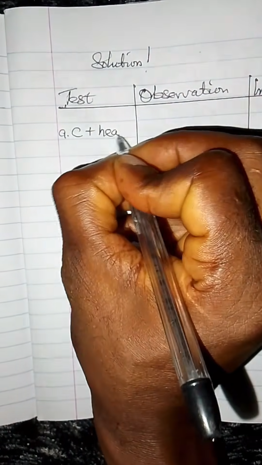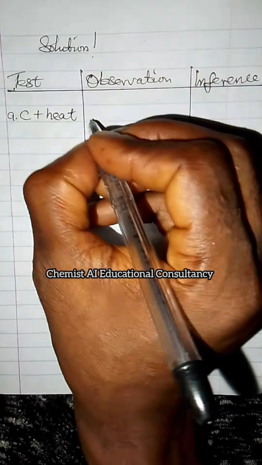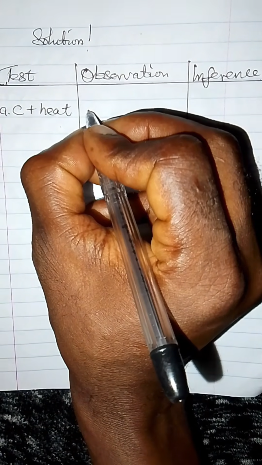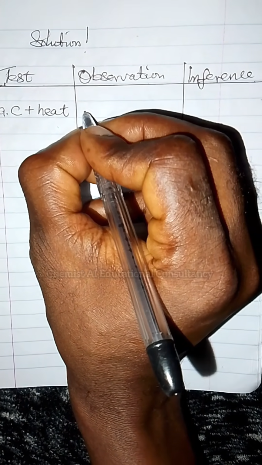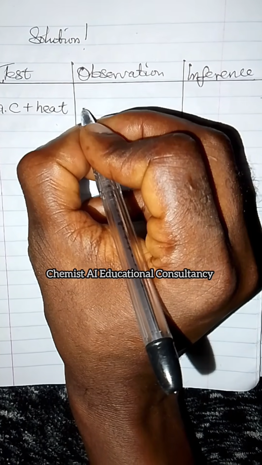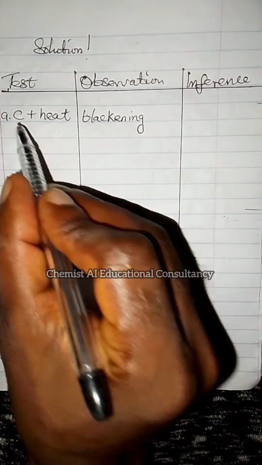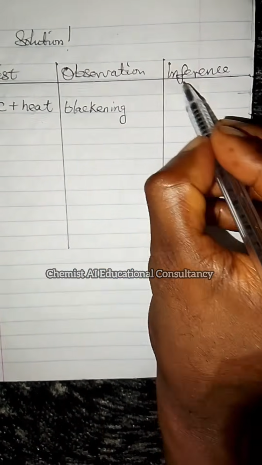Then when you heat C in the laboratory, you are going to observe something. You will observe blackening or charring or sample turning black. So there are 3 things you can write. You write one of them. It's either you write blackening, or you write charring, or you write sample turns black.